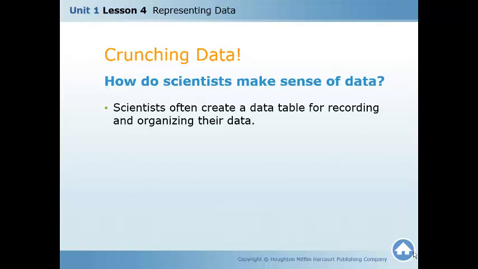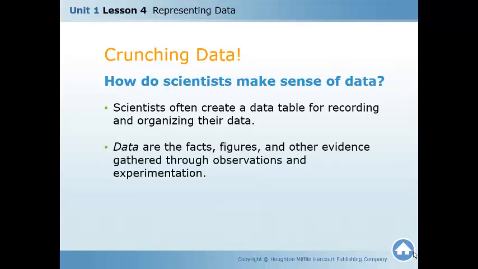Scientists often create a data table for recording and organizing their data. You've already done this with the Speed Lab. You made a data table to record and organize your information. Data are the facts, figures, and other evidence gathered through observations and experimentation. So in the Speed Lab, your data was a number. It was how many seconds it took you to do something.